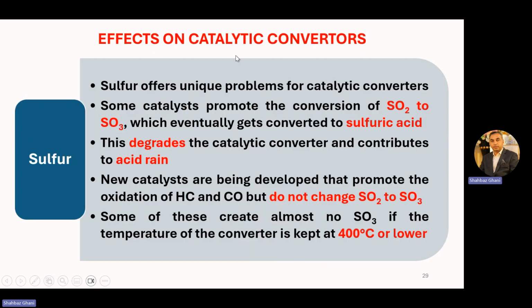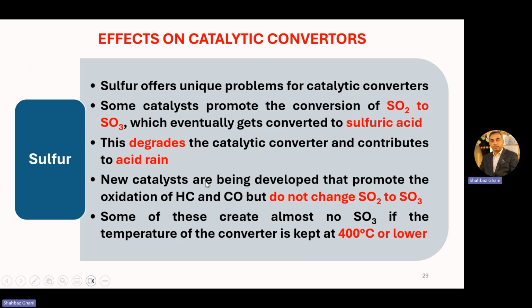So, another example when we have this type. Now, effects on the catalytic converter. What effects do different impurities or different things have on the catalytic converter? Now, sulfur. Sulfur offers a unique problem for catalytic converters. Some catalysts promote the conversion of sulfur dioxide to sulfur trioxide, which eventually gets converted to sulfuric acid. This degrades the catalytic converters and contributes to acid rain.